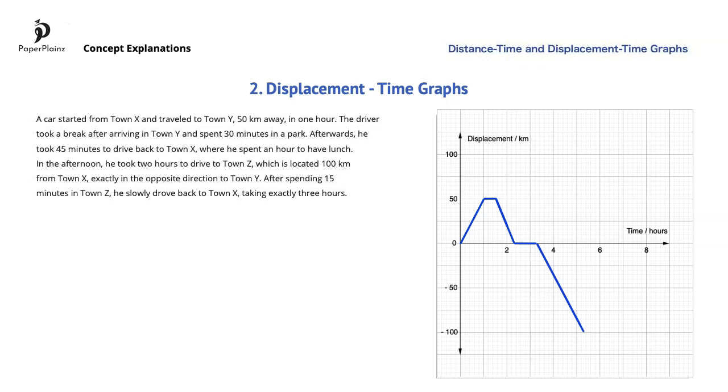He spends a short time, 15 minutes, in town Z, so the graph again is horizontal, and then in 3 hours he arrives back in town X. Let's ask and answer some questions about this graph.